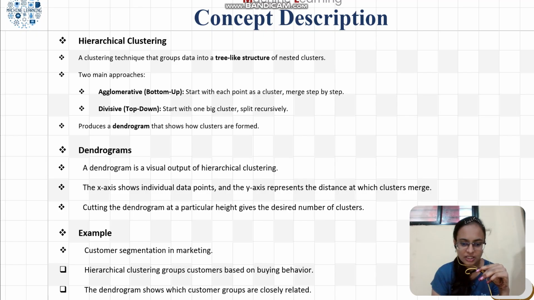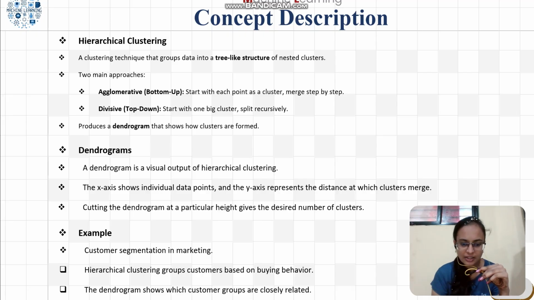Agglomerative clustering follows a bottom-up approach. Here each point starts as its own cluster, and step by step the closest clusters are merged until only one big cluster remains. The second approach is divisive clustering, which follows a top-down method. Here all points start in one large cluster, and then the cluster is split into smaller groups repeatedly until each point stands alone. In both cases, the result is a dendrogram.